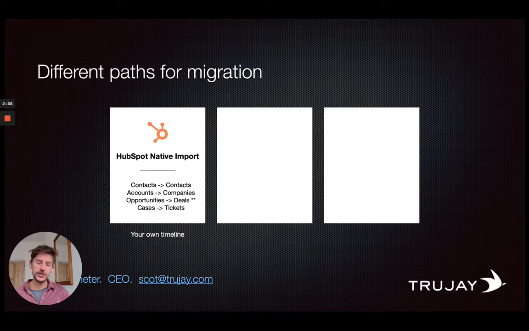There's a little asterisk next to deals because the deal can only have one relationship to a company. It can't have multiple relationships. So if you have anything a little bit more complex in that area, this is not going to be a good fit for you. Also, if you have parent-child relationships or any of that hierarchy, this is not going to be a good fit either. And these are the only objects that you can do the HubSpot native import tool with.